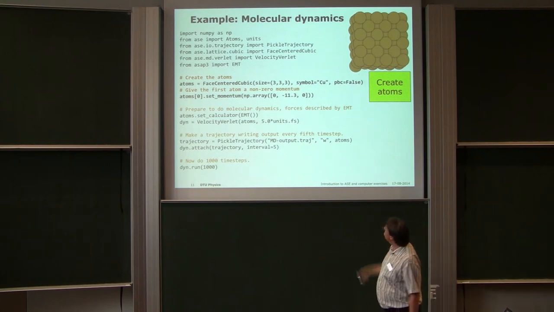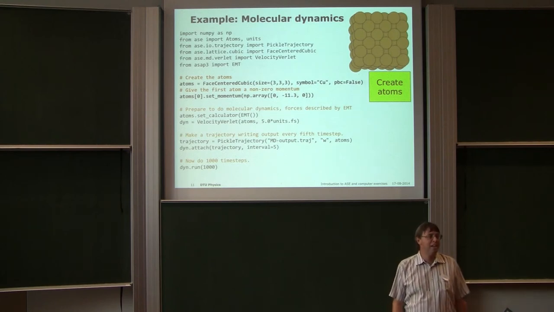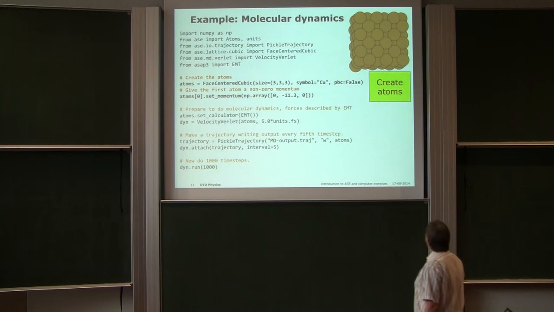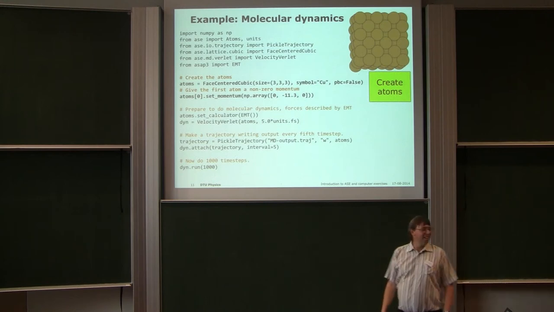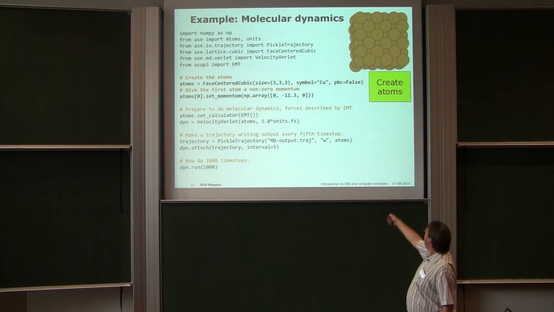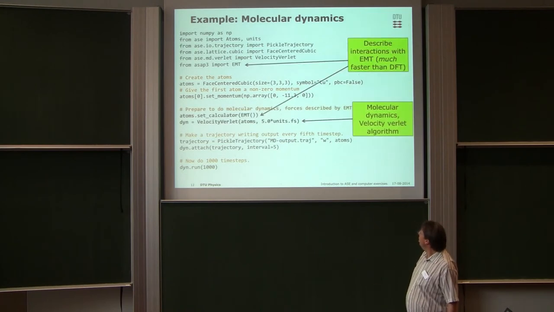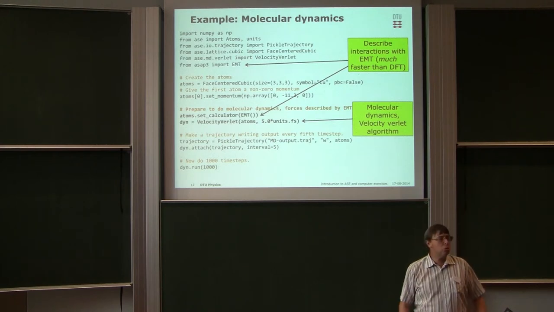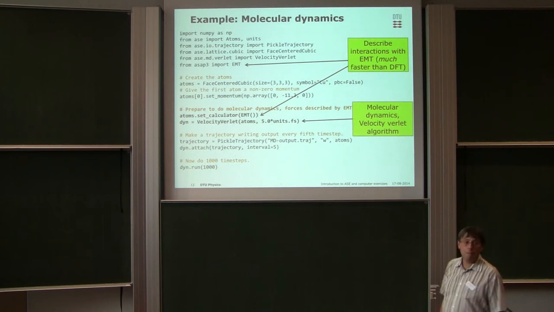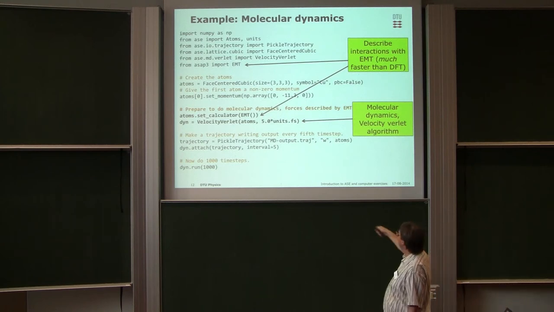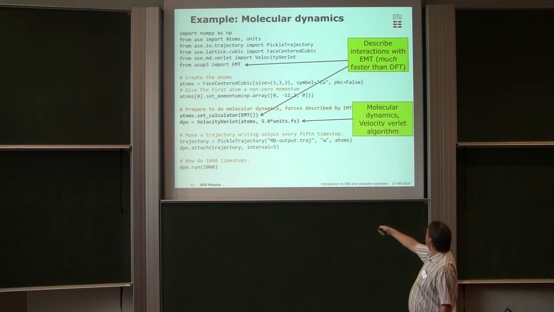And why did I choose those numbers? I think it's because it gives it a kinetic energy of 1.0 electron volts or something like that. So now I take this atom and I'm giving it a kick. Then I prepare to do molecular dynamics, and since I want to do a long calculation quickly, instead of importing GPAW, I'm importing a simpler interaction here. And then I set up a molecular dynamics code that should operate on the atoms.